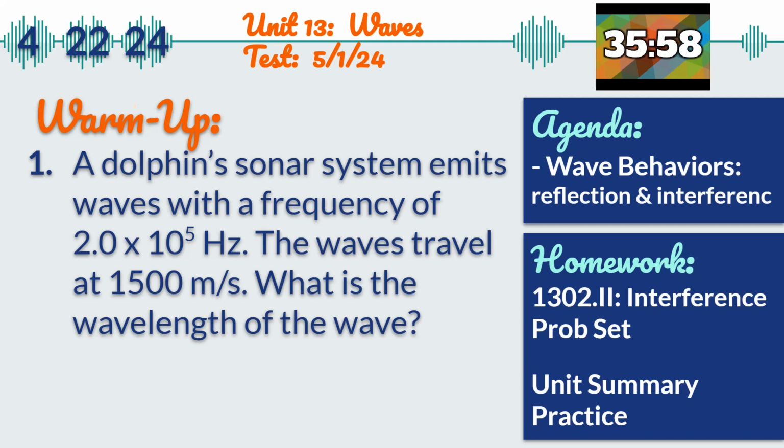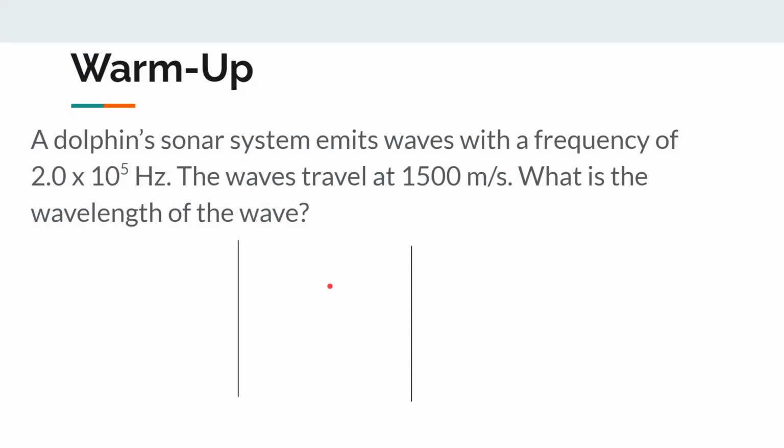It says, a dolphin's sonar system emits waves with a frequency of 2.0 times 10 to the fifth hertz. The waves travel at 1,500 meters per second. What is the wavelength of the wave? So we're going to use the equation that we learned last week. We learned an equation for wave velocity. If you label the information that's in the question, you're going to see that that's the equation that you need to use. So I would start by labeling.